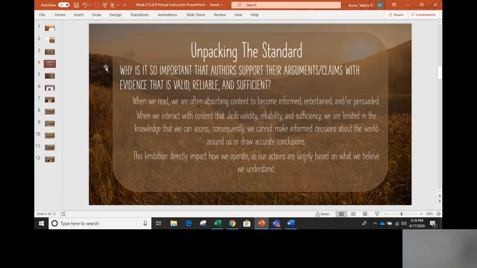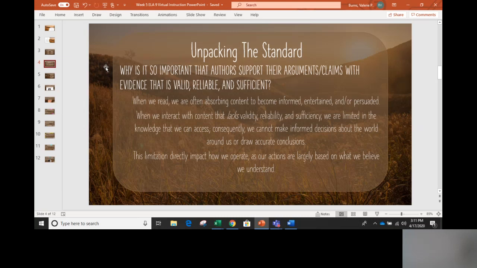So why is it important that authors support their arguments or claims with evidence that has those three components? So it's valid, reliable, and sufficient. When we are reading, we are often absorbing content to become informed, entertained, persuaded. When we interact with content that lacks those three components, we are limiting the knowledge that we can access. Consequently, we can't make informed decisions about the world around us or draw accurate conclusions. This limitation can directly impact how we operate, as our actions are largely based on what we believe and what we understand.